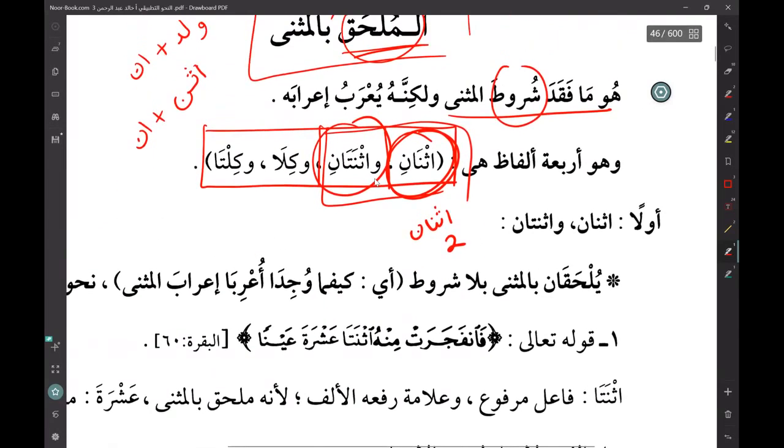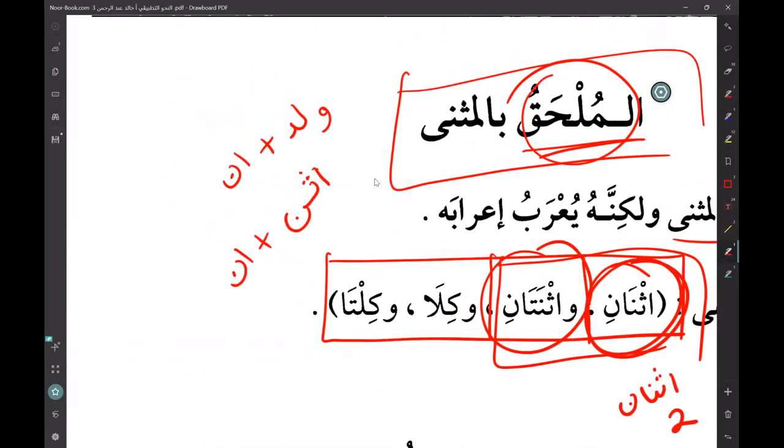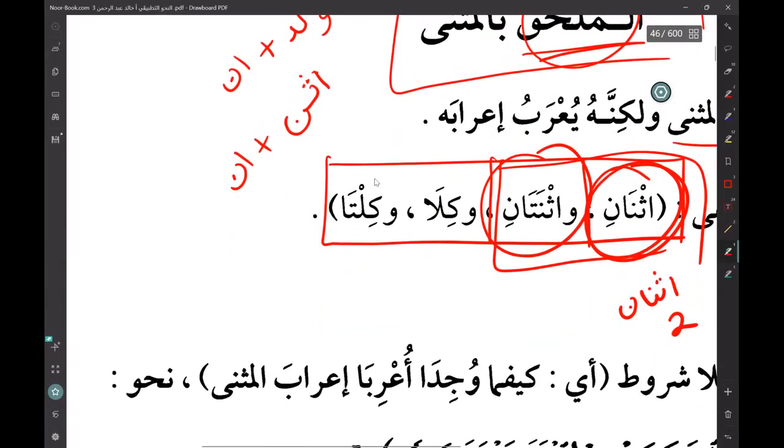Like you say, ja ithnani, 2 came. Ra'aytu ithnaini, I saw 2. Marartu bi ithnaini, I passed by 2. These are complete sentences. Don't think they're not complete sentences. It's just that we don't know 2 of what, but that's not the point. It still is a complete sentence. So that's how it works. I think you pretty much understand what's going on with that.